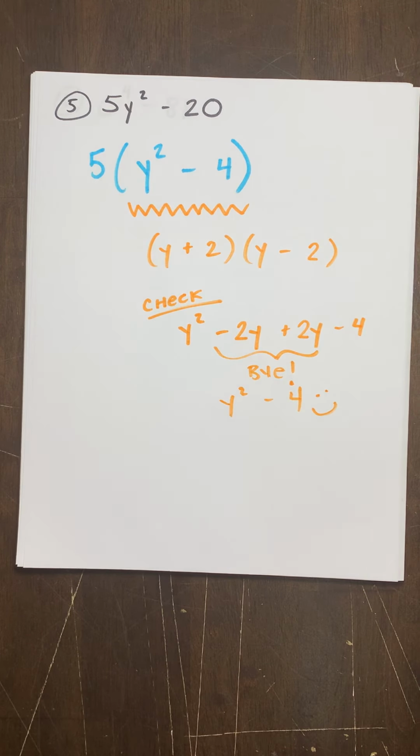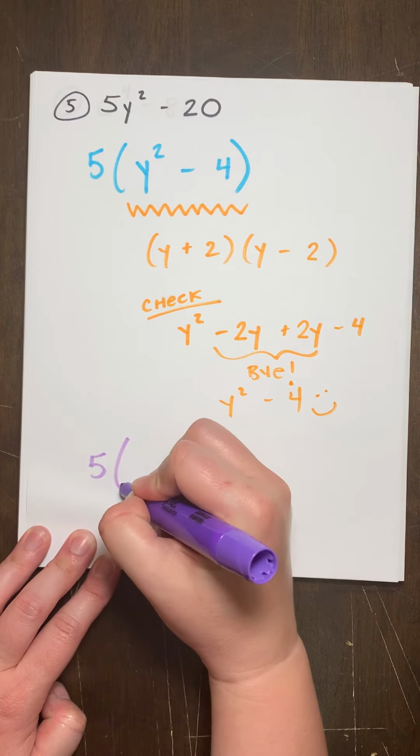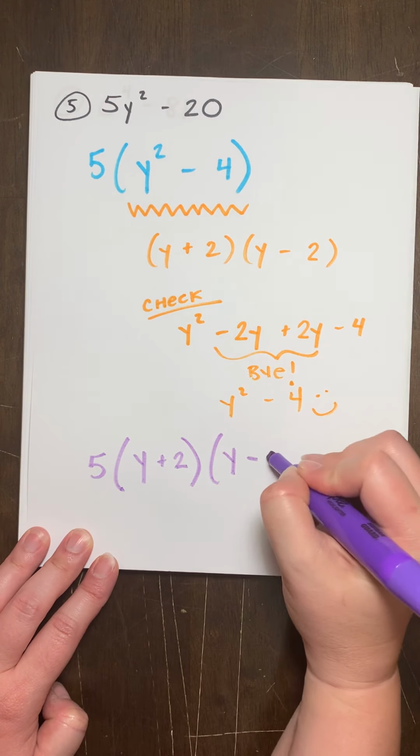Put it all together. Put the blue and the orange together. Your grand finale answer: 5, y plus 2, y minus 2.